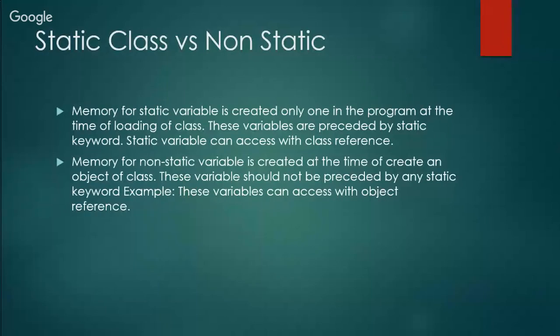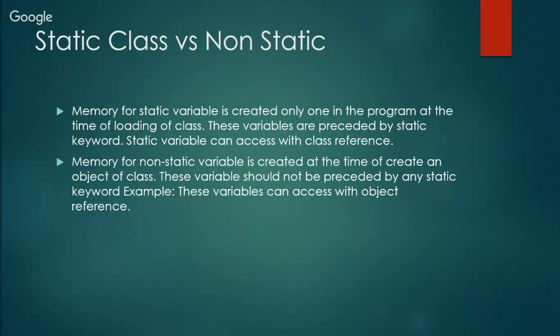For the static class, the variable is created only once in the program at the time of loading the class. These variables are preceded by the static keyword. The static variable can be accessed with the class reference. And I would like to get into a little more detail about the static class, because the memory is allocated for this variable at the time of loading of the class.